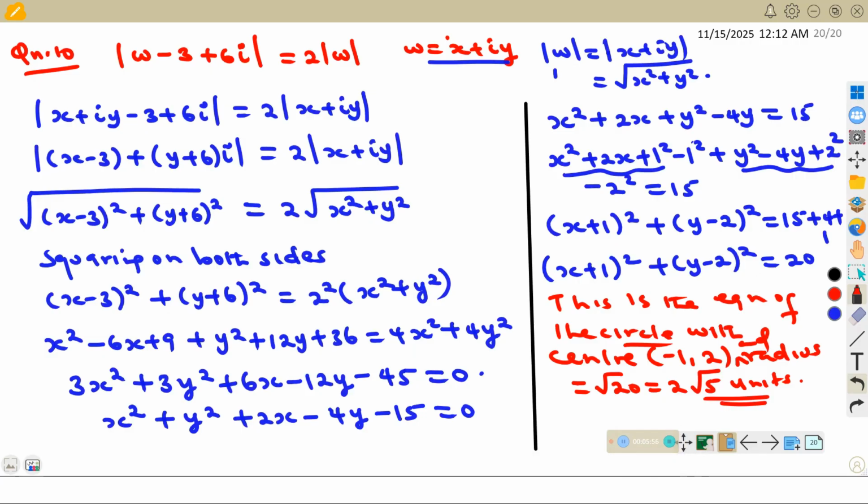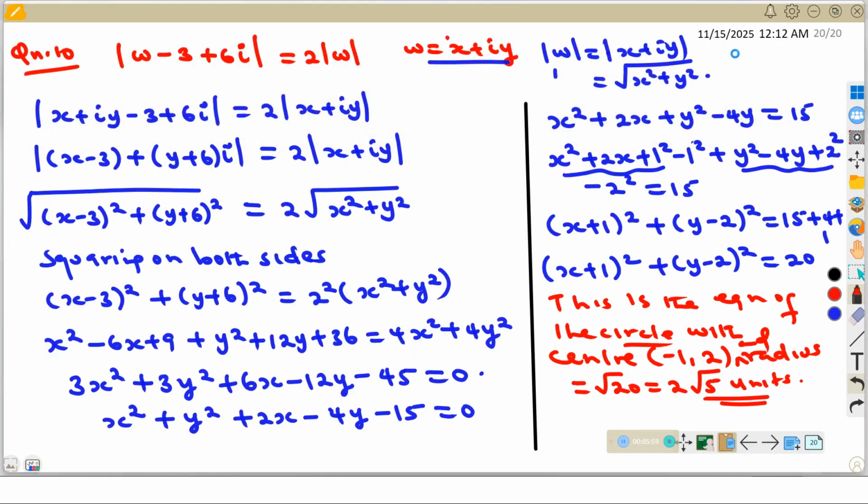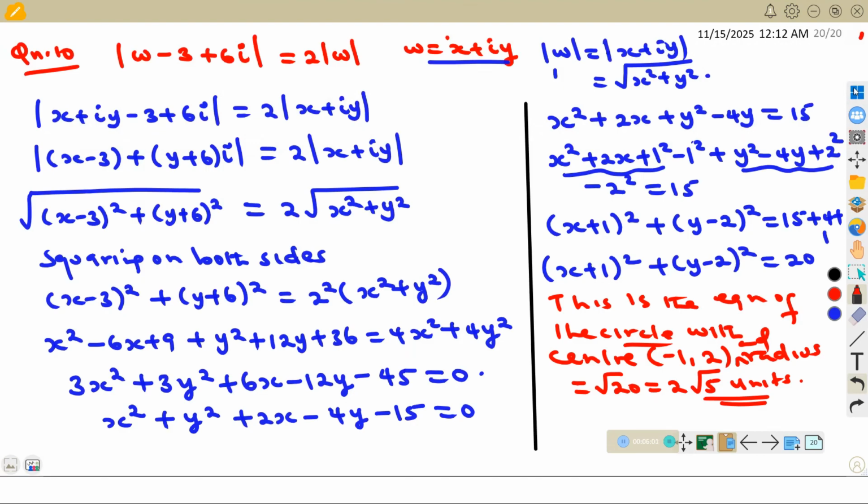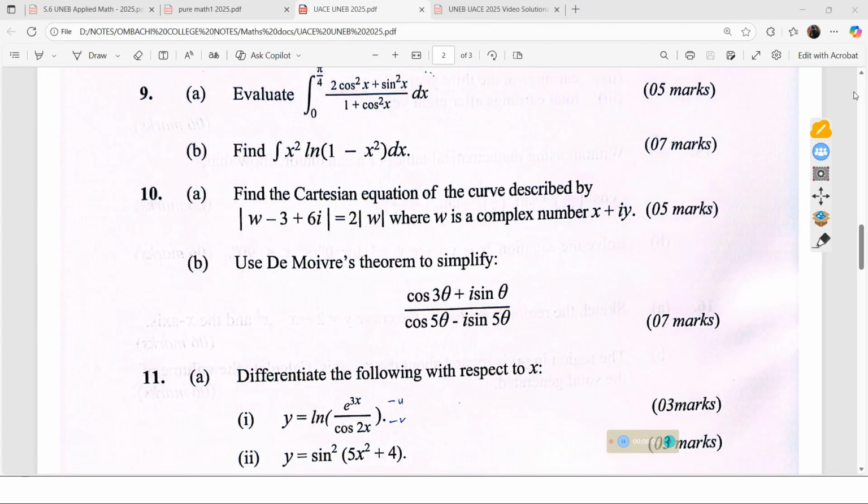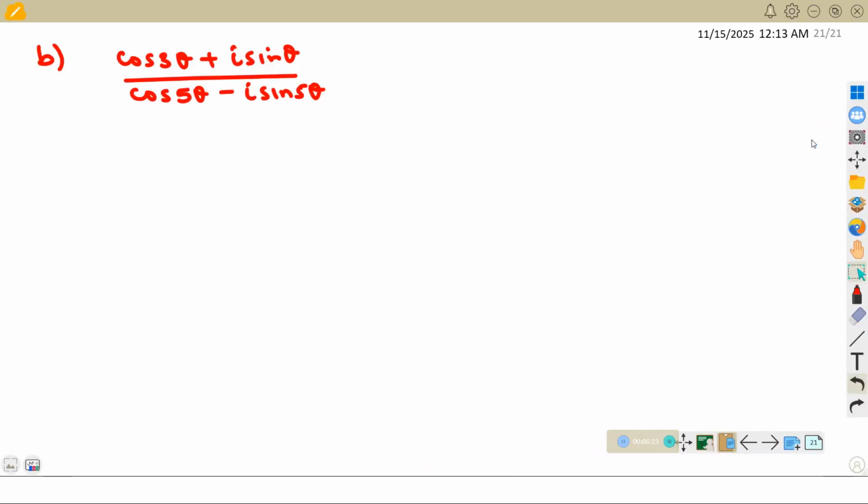So that is all about part A. So we look at part B. For part B, we need to use the de Moivre theorem to simplify cos 3 theta plus I sine of theta over cos 5 theta minus I sine of 5 theta. So let us look at the solution.